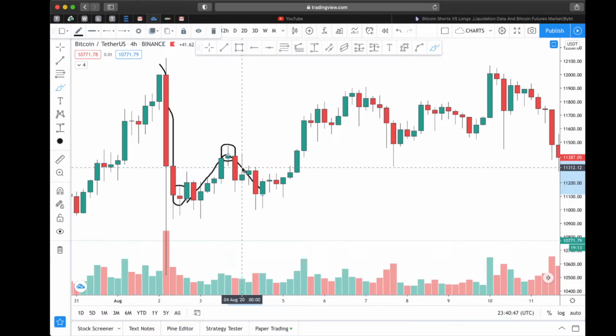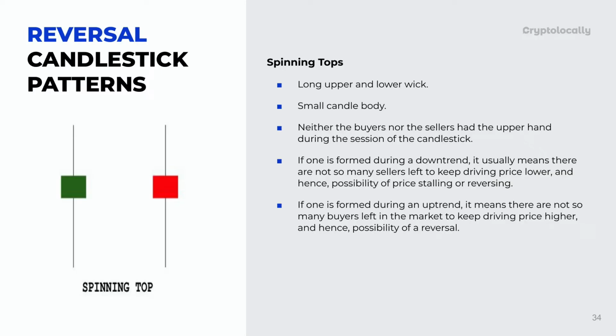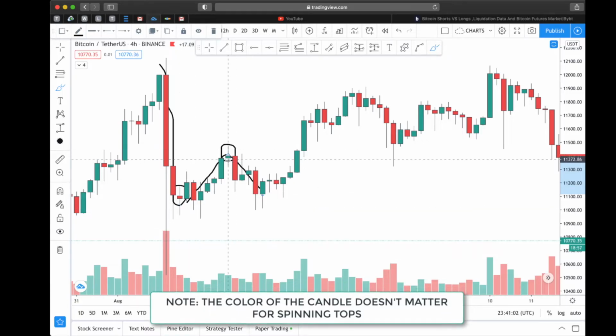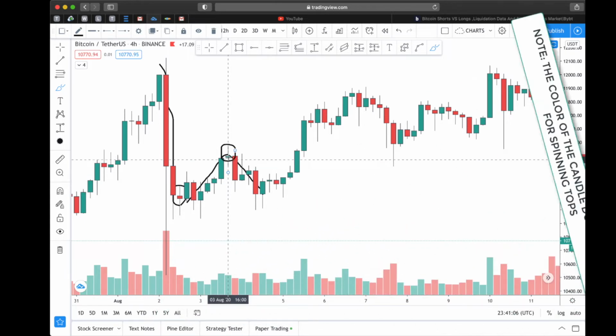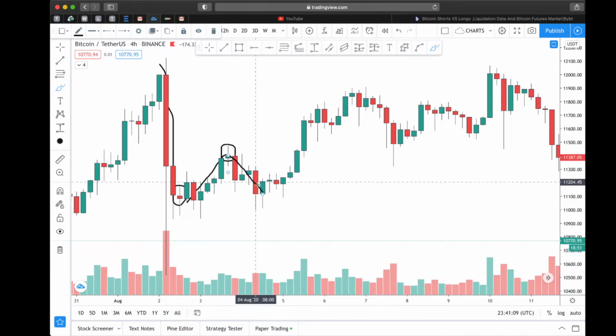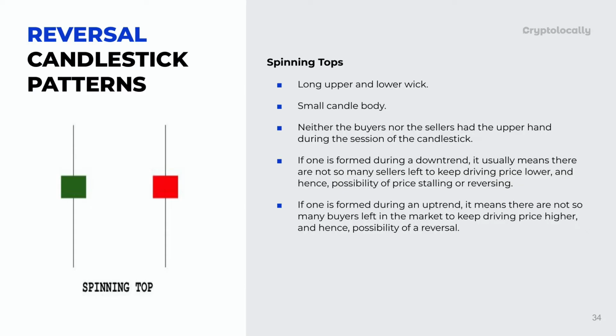Do you understand that? So if one is formed during an uptrend, it means that there are not so many buyers left in the market to keep driving the price higher. That's the example we gave here. When we saw the spinning top here, it means that there are no more buyers in the market to continue pushing the price up. So the price started dropping. Do you understand? That's basically what spinning tops do in the market. It just shows a change in trend. So let's go to the next candlestick pattern.